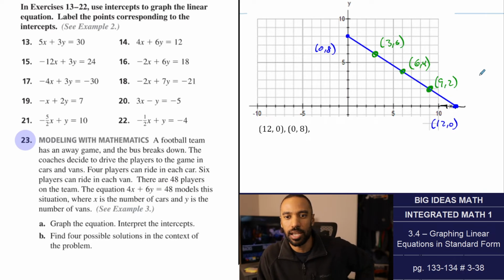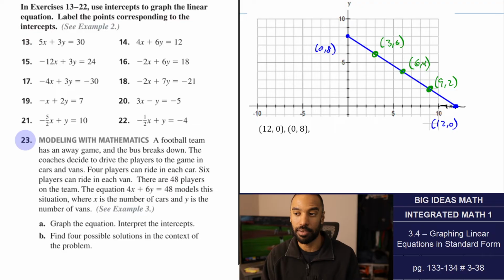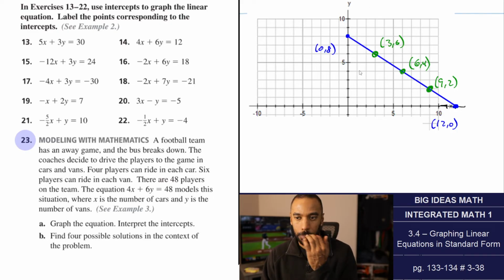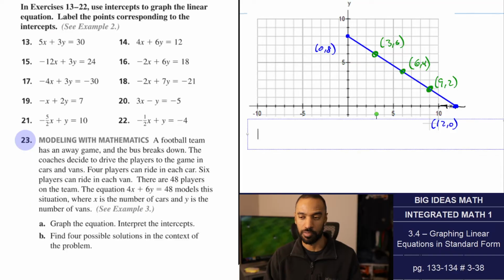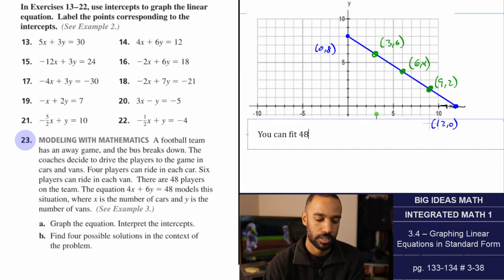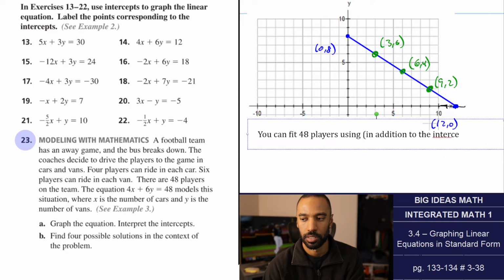Now, besides the 0, 8 and the 12, 0, I found 5 of them, and I'll go ahead and type some things out with that. These are different ways we can fit all 48 people with whole number cars and vans, right? You can fit 48 players using, in addition to the intercepts, these 3 new solutions here.